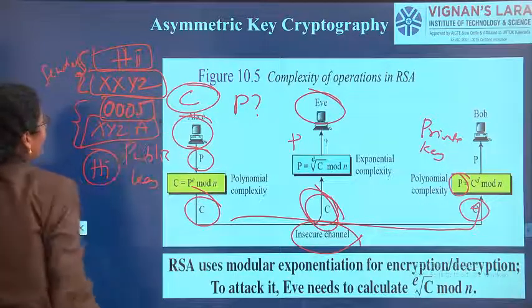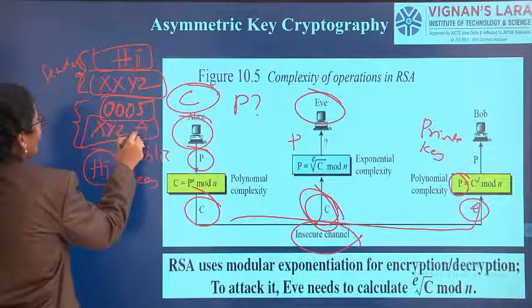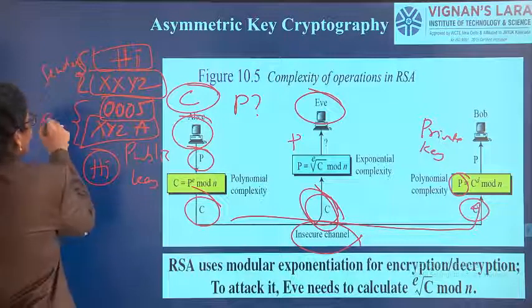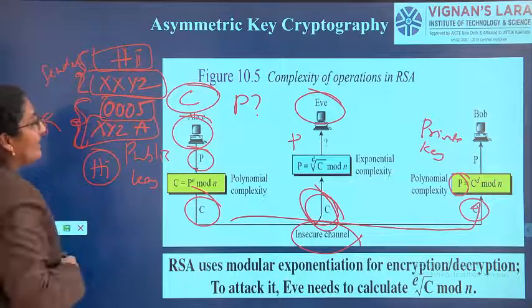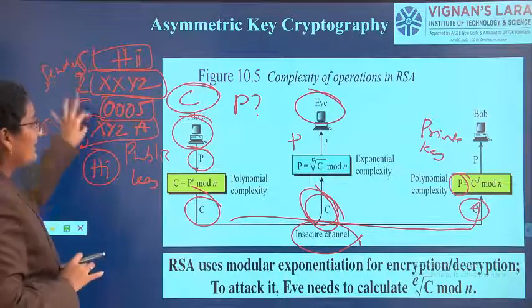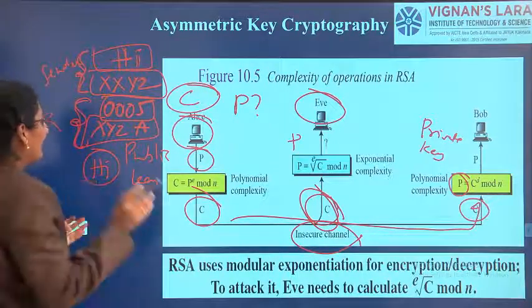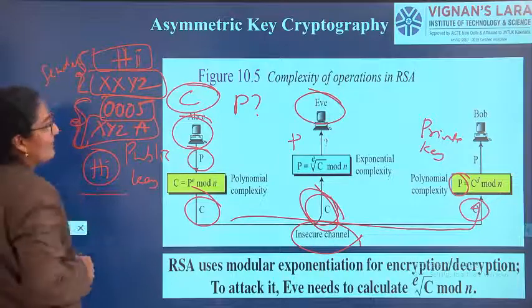0005 is the ciphertext, XYZA is the private key. So the receiver will have the private key and ciphertext. So everything is available. Sender and receiver can decode, encode, do anything and get the message "hi".